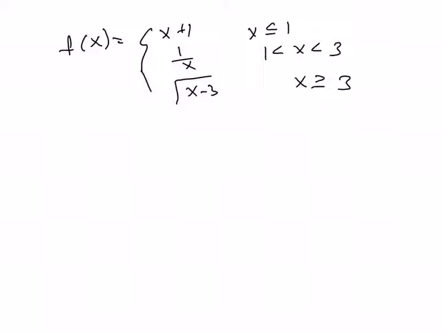Okay, so let's first look. The limit as x approaches 1 from the left, we're dealing with this one, so we're going to have x plus 1, and this is going to equal 2. And then the same limit as x approaches 1 from the right.